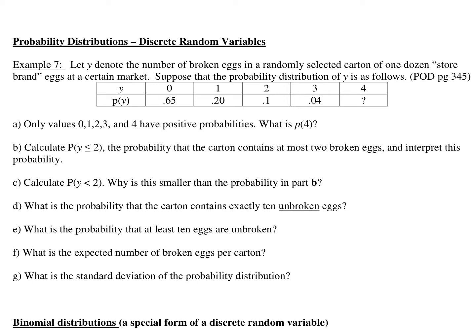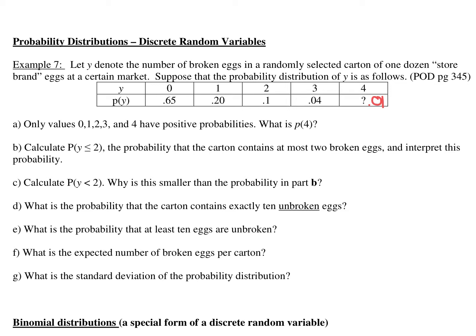It says, let y denote the number of broken eggs in a randomly selected carton of 12 store brand eggs at a certain market. Suppose that the probability distribution of y is as follows. You're given this. A common thing to do is fill in an unknown value. The idea here is that probability distributions will always sum to 1. So find your sum. When I add these values together, I get 0.99, so my missing value is 0.01.